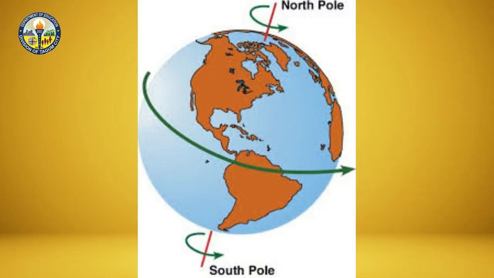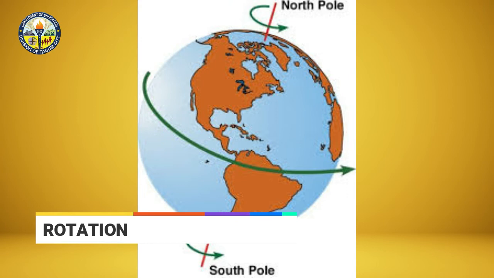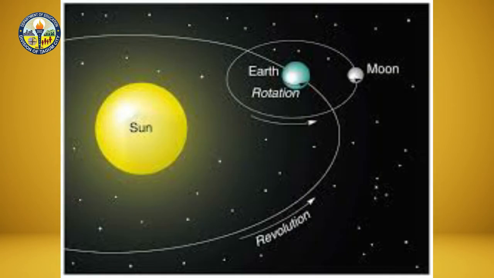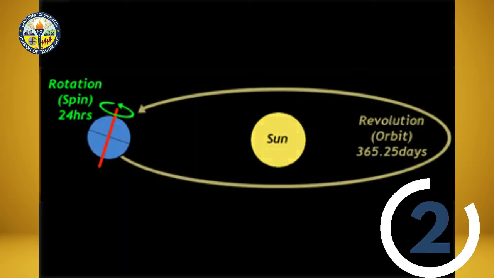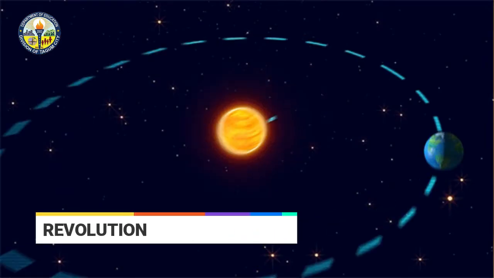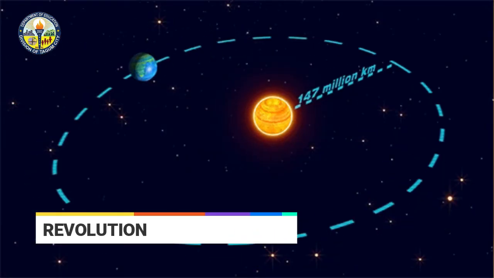Earth moves 24 hours on its axis. You are absolutely correct. It's rotation. Earth moves 365 and one-fourth days around the Sun. You are amazing, kids. It's revolution.